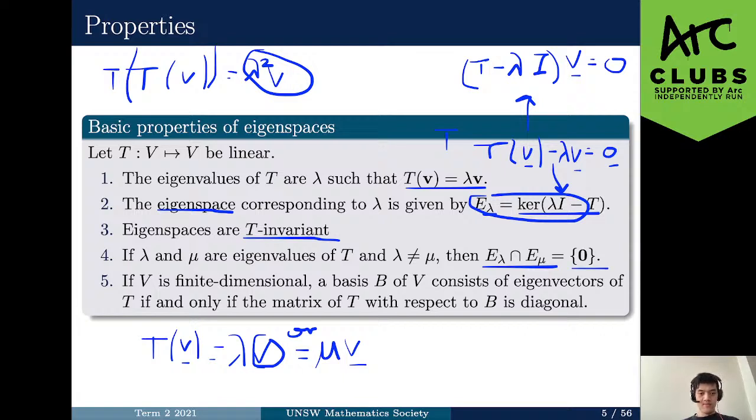Okay. The next thing is, if V is finite dimensional, then a basis B of V consists of eigenvectors of T if and only if the matrix of T with respect to B is diagonal. I guess we'll talk about that a bit more later. We won't worry too much about it for now.